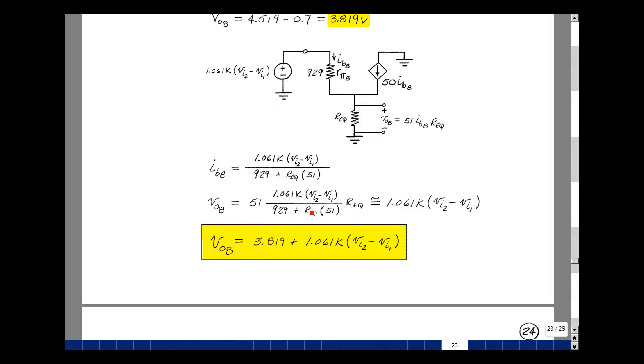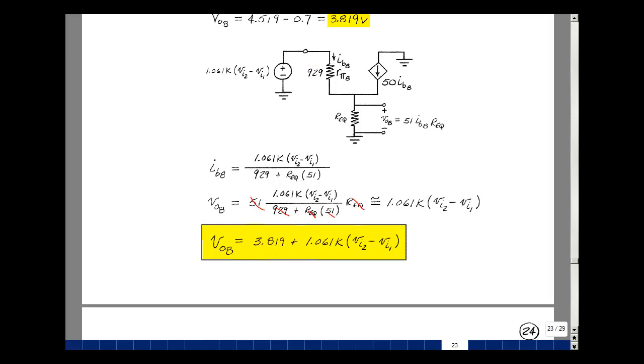R equivalent is at least 6,000. If you multiply 6,000 times 51, you get 306,000. This term here is negligible compared to this. We can throw that away. This cancels with this, and this cancels with this. What we got then is our gain of 1061 times the difference of the two inputs. In other words, this is an emitter follower. It's just passing the voltage here to here AC-wise. But we do have a DC level. We're going to add that to it.